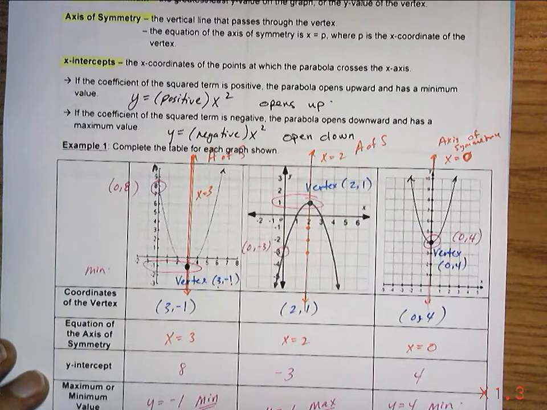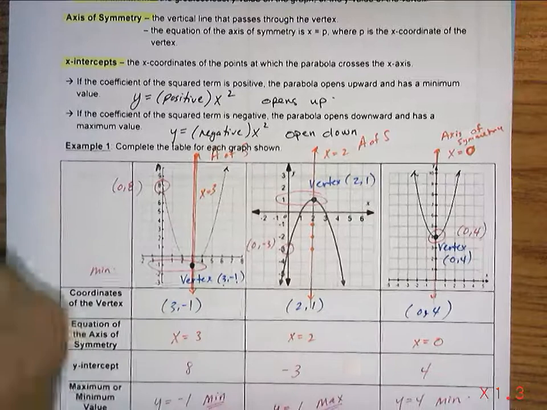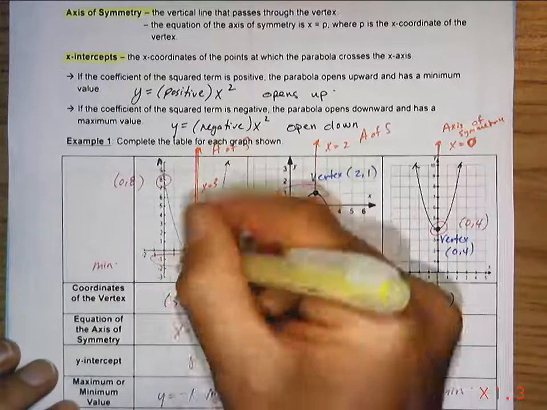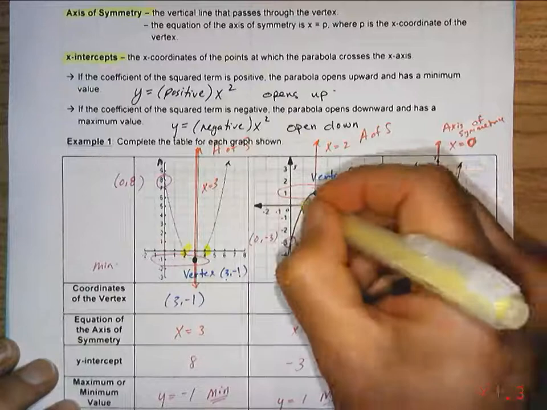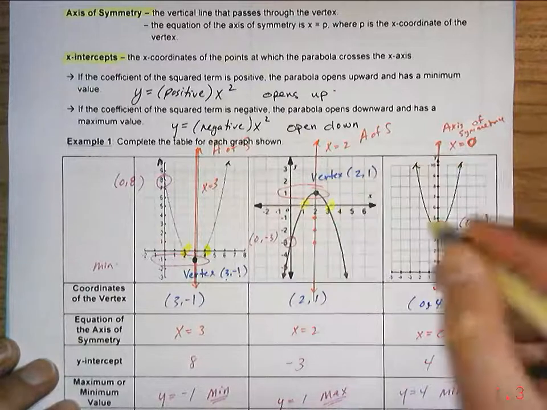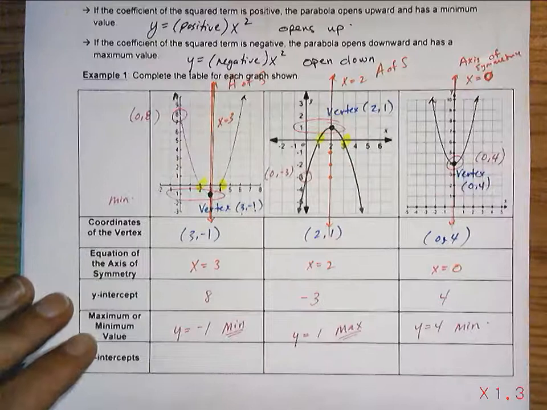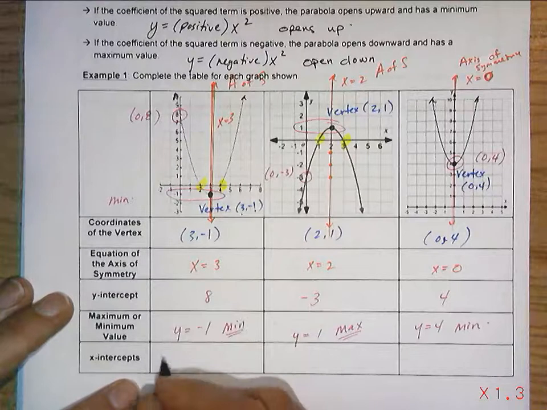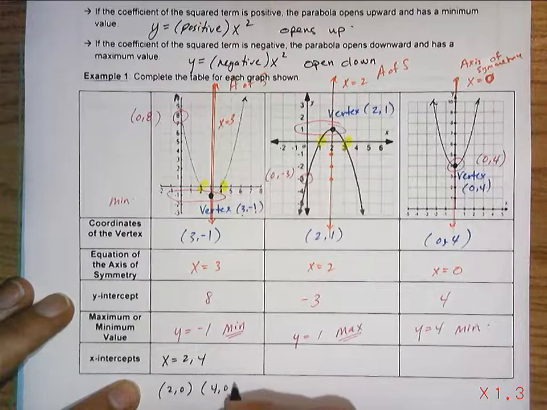Next, x-intercepts. Well, the x-intercepts are right here. I need another color. I've got an x-intercept here and here for this one. I've got an x-intercept here and here for this one. And this one, I have no x-intercepts. So it's possible not to have any. In this one, we have x-intercepts of x equals 2 and 4, which means it's going to cross at 2, 0 and at 4, 0.